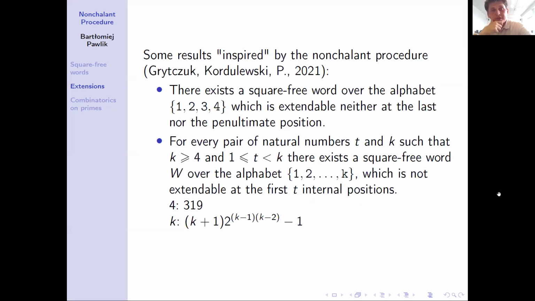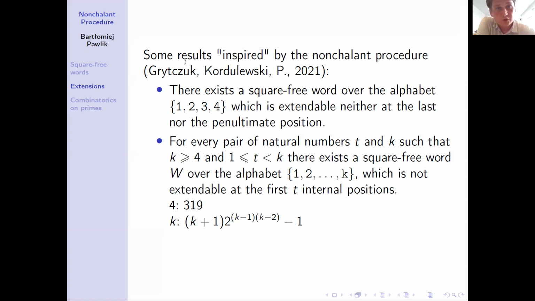And we do have some results inspired by the nonchalant procedure, inspired in such a way that we try to do the nonchalant procedure in the 4 element alphabet, which could be naive, because if there are no extremal words over the alphabet 1, 2, 3, 4, then this procedure obviously doesn't stop. But as far as I am aware, it is not known if there are any extremal words over a 4 letter alphabet for now.